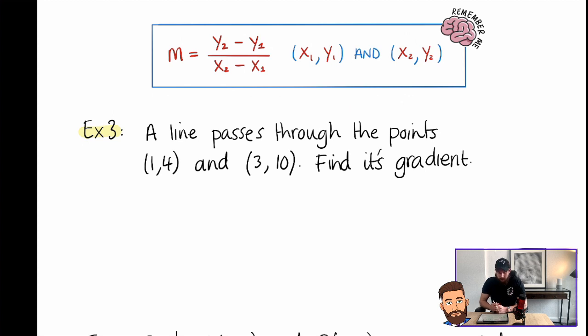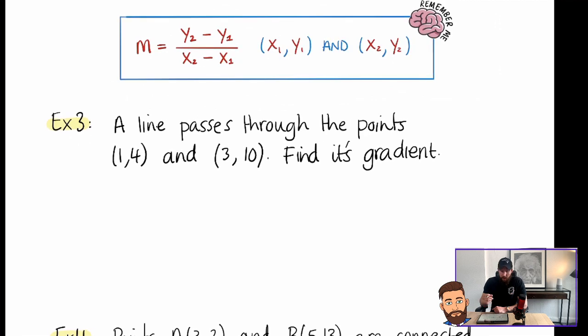So, if we look at example 3, this is where we don't have a graph and we want to find the gradient. I've put at the top for you the formula, so you can just flick up and have a look at it. But what does it say? It says example 3. A line passes through the point 1, 4, okay, and 3, 10. Find its gradient. Well, we have been given 2 points. Whenever you get given 2 points and you've been asked to find the gradient, you should instantly think m equals y2 minus y1, which is the change in y divided by the change in x, which is x2 minus x1.